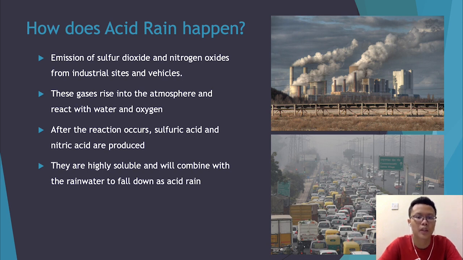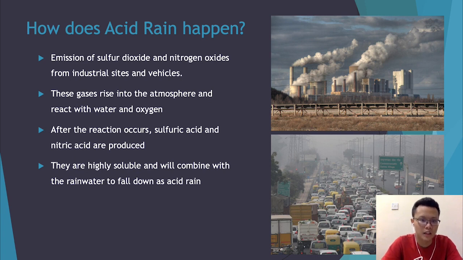Now I would like to explain how acid rain happens. Acid rain happens in our daily lives mainly because of human activities. Factories, industrial sites, power plants and also vehicles release a lot of harmful chemicals into the air. When we burn fossil fuels such as coal, the effluent gas released into the air is sulfur dioxide, SO2, in a very large quantity.